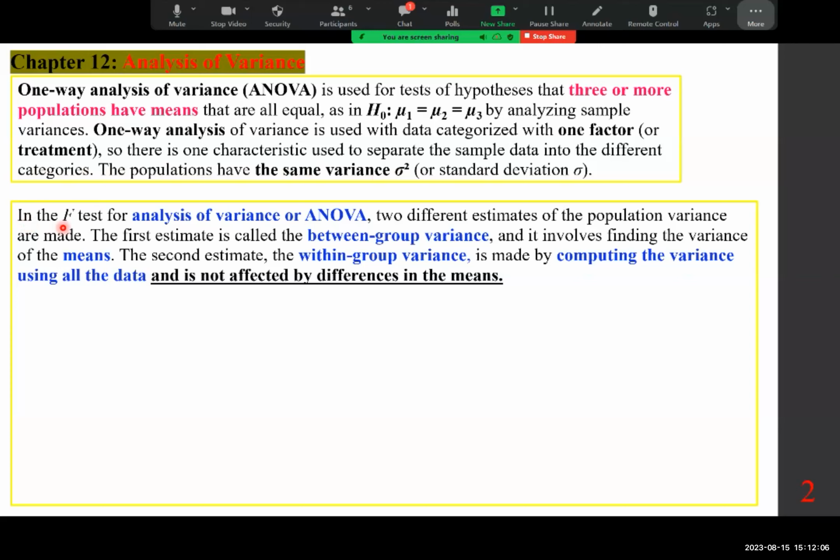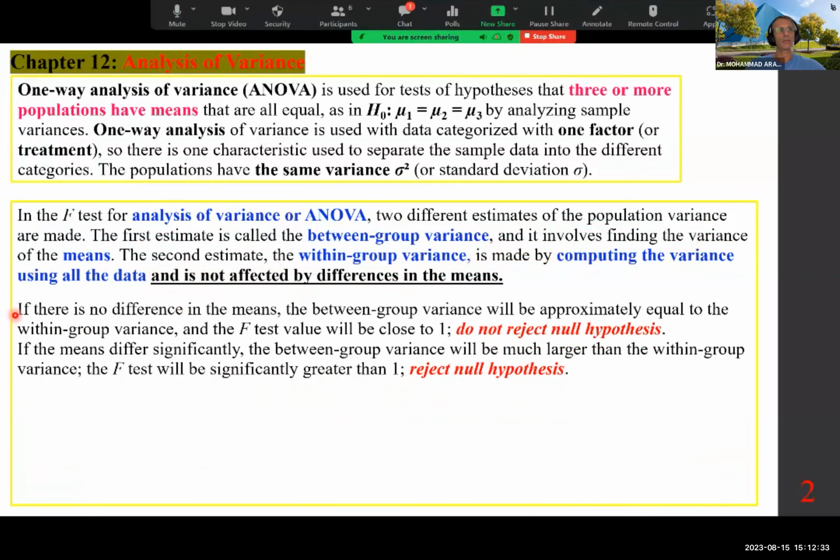In the F test for analysis of variance, or ANOVA, two different estimates of the population variance are made. The first estimate is called the between group variance, and it involves finding the variance of the means. The second estimate, the within group variance, is made by computing the variance using all the data and is not affected by differences in the means. Perfect. Please continue. If there is no difference in the means, the between group variance will be approximately equal to the within group variance, and the F test value will be close to 1.